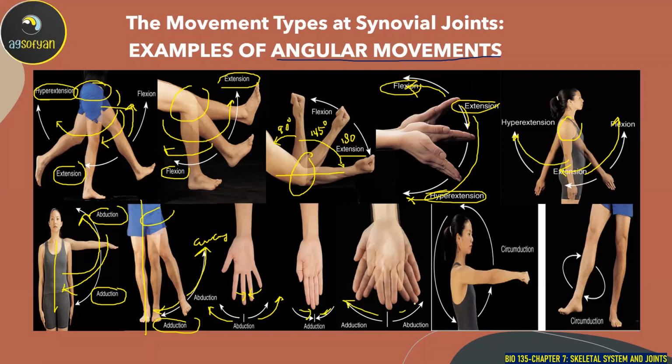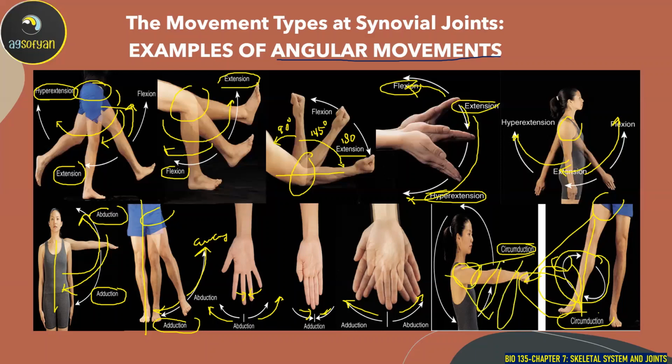Adduction, abduction, away. And this is when we move in a circular movement with our shoulder, it can give the circumduction type of movement. The same thing with the hip joint. When we make a circular movement of our legs, it will give the cone type of shape. So this is what we call the circumduction. Same thing with this one, it also gives the cone shape of movement. This is what we call the circumduction.